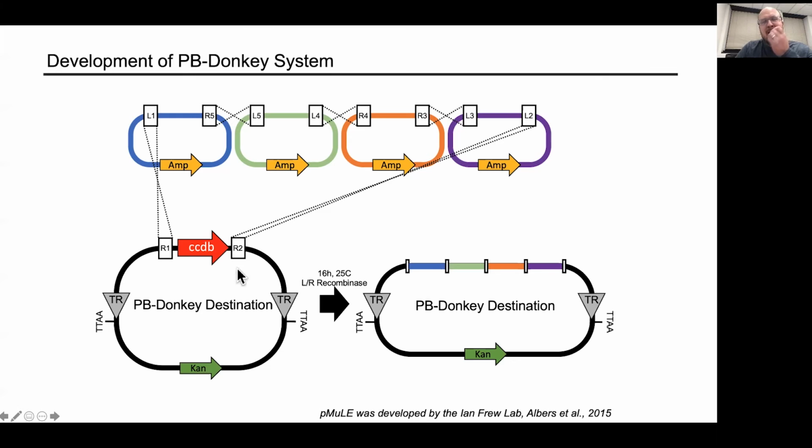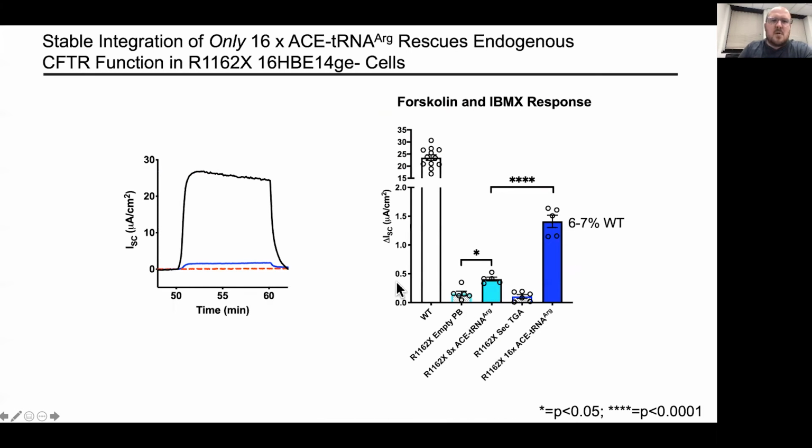And the reason that we took this route is because when you're dealing with repeat sequences of DNA, they become very unstable. So we can make our manipulations in rather small plasmids that are very stable, generate the kind of large unstable plasmid that is the transposon, but no longer have to make manipulations to the sequence. And so when we did that, we were able to make stable 16-HBE GE cells with the R1162X mutation with about 16 copies of our tRNA. And when we did that, the cells were healthy, they split normally, and they were able to form tight junctions.